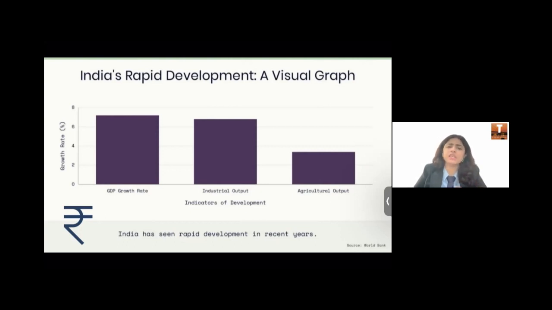India has a young and dynamic workforce, providing a demographic advantage for economic development. The country's large population offers a vast domestic market and a pool of talent, fostering entrepreneurship, innovation, and productivity.